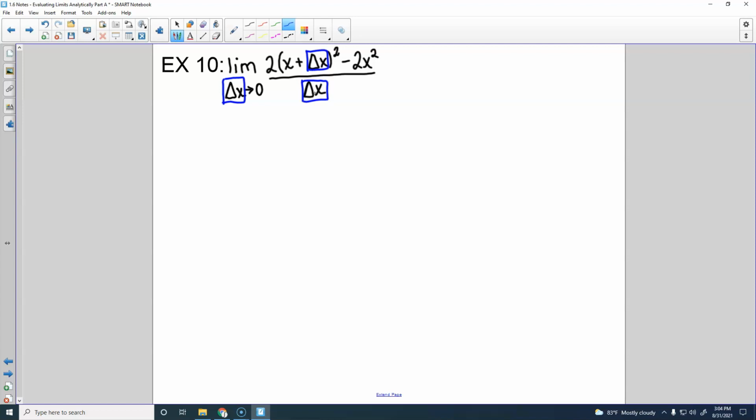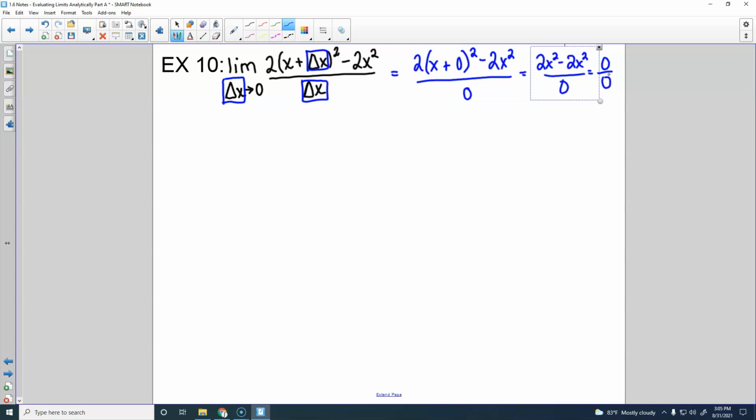All right, so delta x is approaching 0, not x. So if I do direct substitution, I'm going to write it out real quick here. x stays here, but delta x is replaced with 0. Which means right here you get 2x squared minus 2x squared over 0. And as you can imagine, it's going to be 0 over 0, right? Of course.